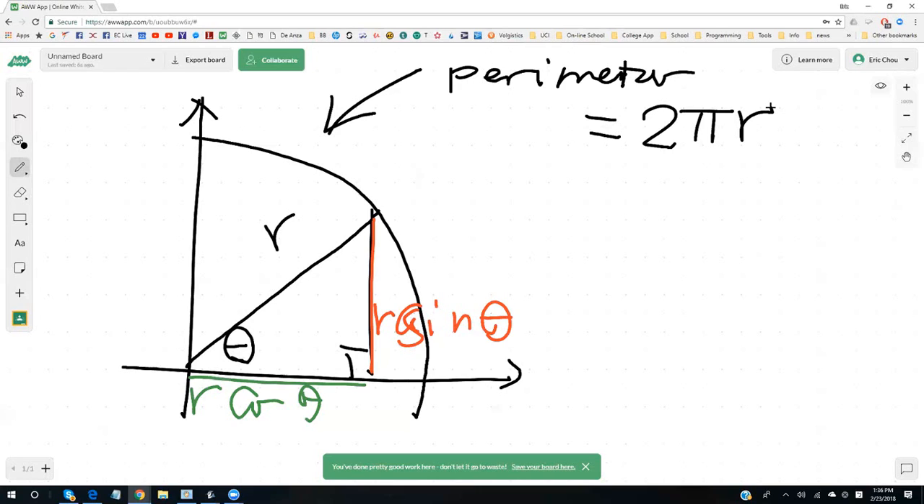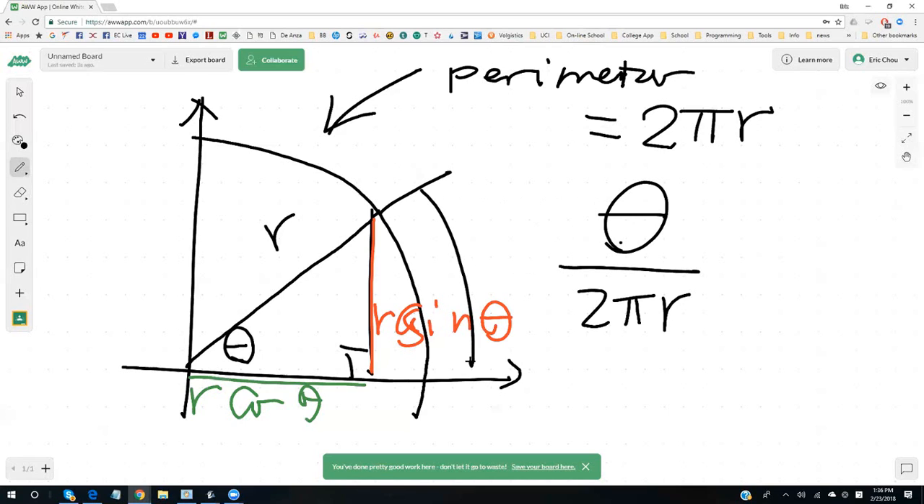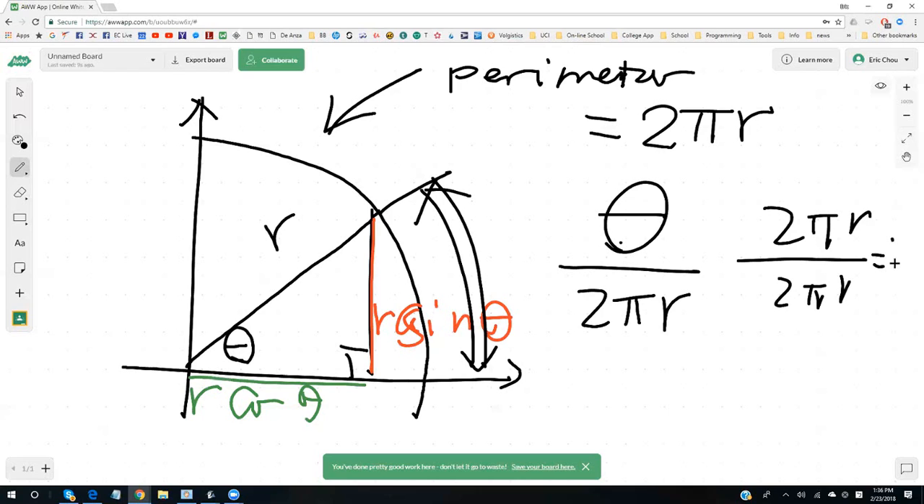Okay, and this theta compared to 2 pi r is the ratio of this part to the whole circle, right? So when this theta is 2 pi r divided by 2 pi r, that will be 1, right?